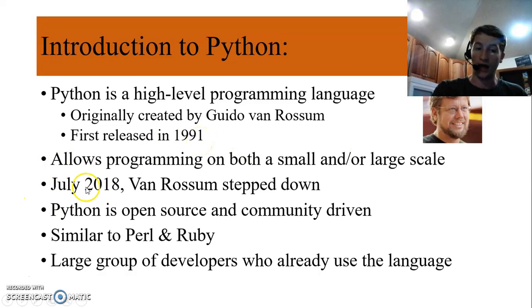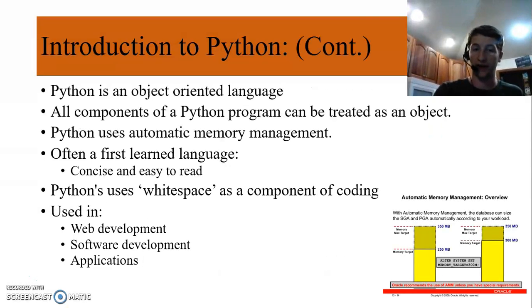So in July of 2018, Mr. Guido van Rossum stepped down as the director of Python, and it is now 100% community driven and open source. It always had an open source and community aspect to it, but now it's 100% that way. So the language itself is very similar to that of Perl and Ruby, and there's a very wide range of developers who already use the language in various fields today.